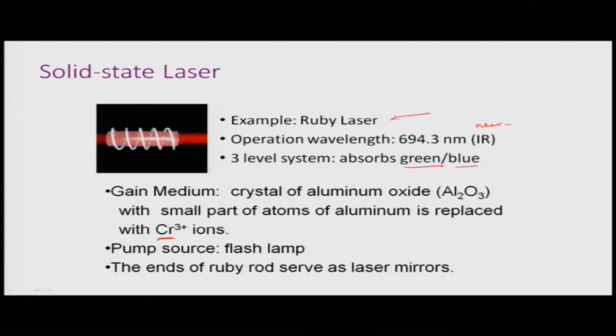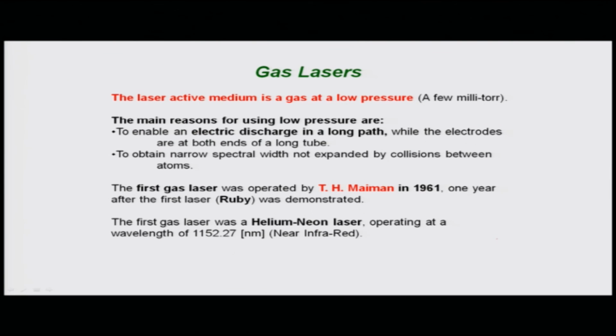So, that is the active source that we are looking at. The pump source is a flash lamp in this case, and the ends of the ruby rod serve as laser mirrors. That was the basic idea behind this. Again, for the gas lasers, the laser active medium is the gas at low pressures, roughly a few millitorrs. The main reason for using low pressures is to enable electric discharge.